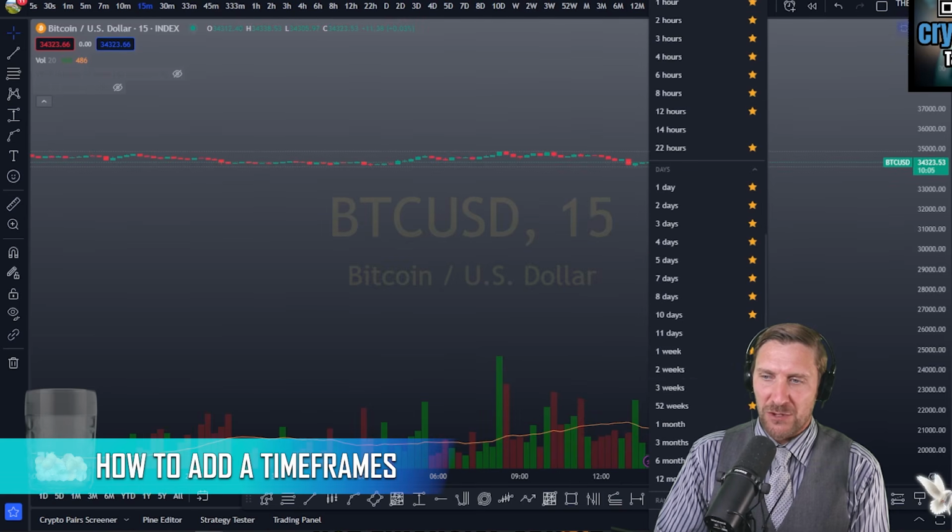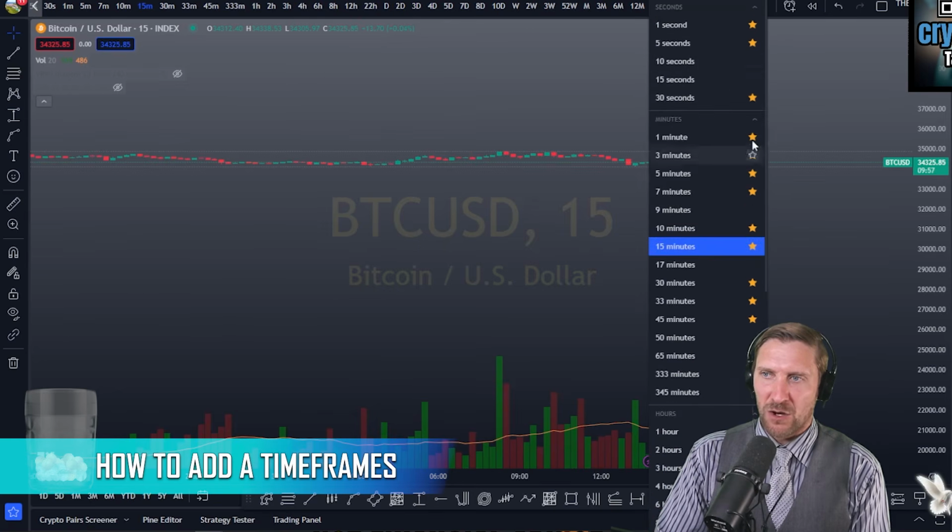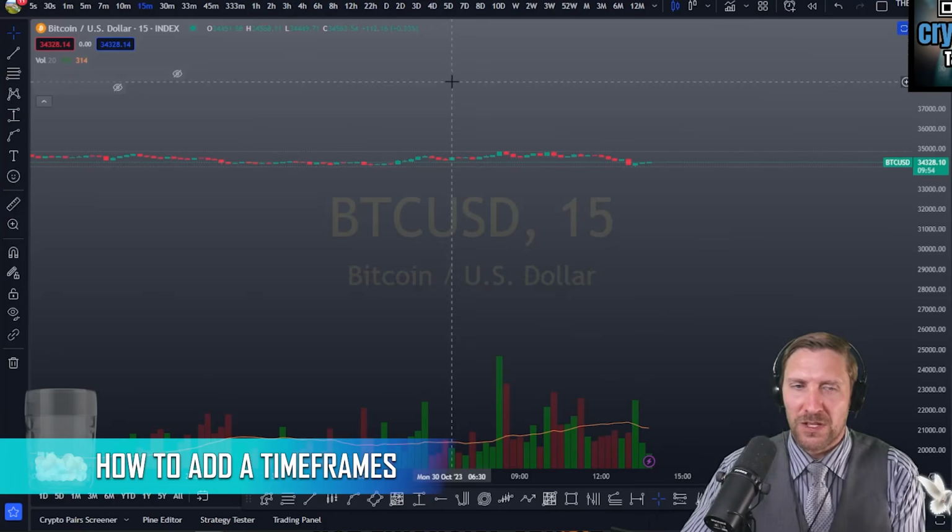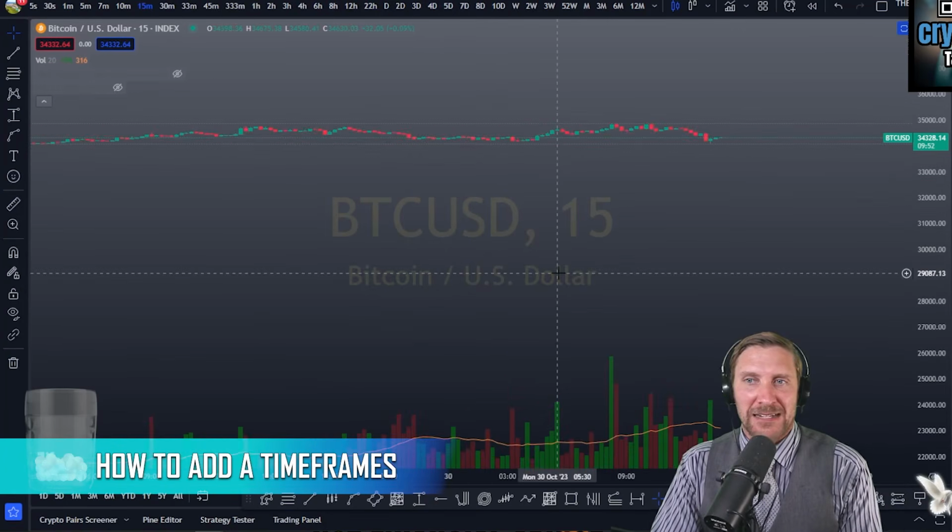So you can add unique time frames. The most will be here, but you can add unique ones right here below. You can pick minutes, months, days, hours, right? Put your time, hit add. Then it will be here without a star, and it'll add it to the top of your list. And that's kind of how you're going to add time frames.